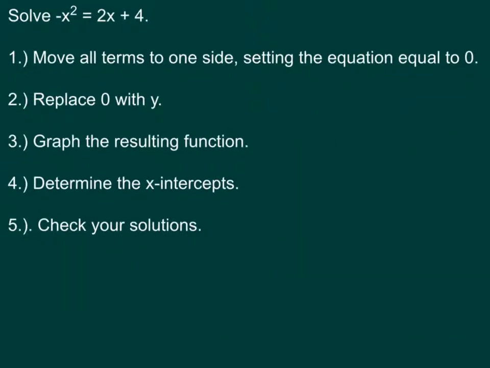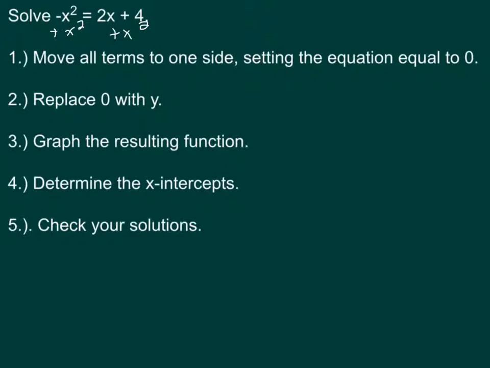All right, last example here. I'm going to solve negative x squared equals 2x plus 4. Let's follow all those same steps that we have been. Once again, I have my choices to which side to move things to. I'd like to keep my x squared positive, and in this case it's already negative, so I'm actually going to move it to the other side in order to make that happen.